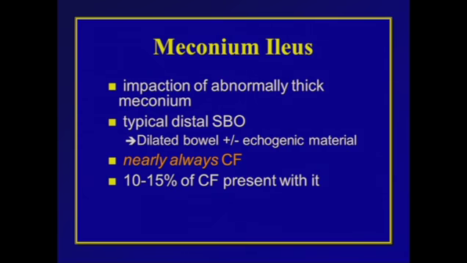What happens in meconium ileus is the normal meconium that's present in the small bowel is abnormally thick, and it becomes impacted because it is so thick and sticky. Once that meconium is stuck, the result for the imagers is the typical small bowel obstruction, where we see dilated bowel, typically filled with echogenic material that may or may not be peristalsing. When we see this thick echogenic material within the bowel loop, these patients nearly always have cystic fibrosis. And indeed, 10 to 15% of fetuses with cystic fibrosis present with meconium ileus.